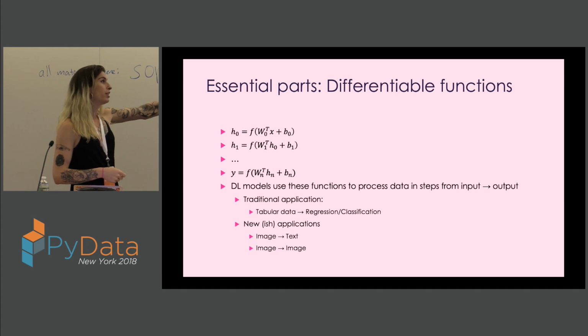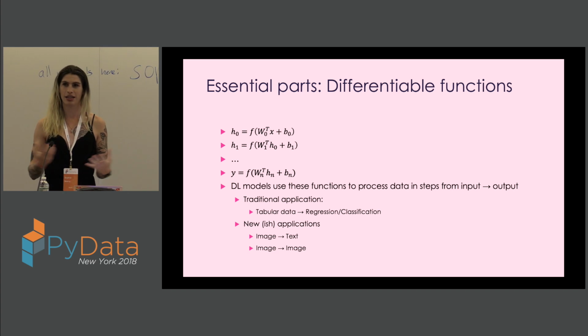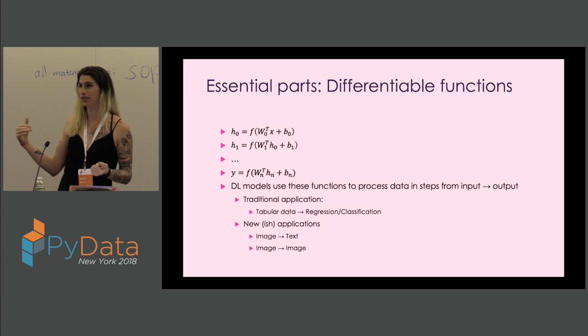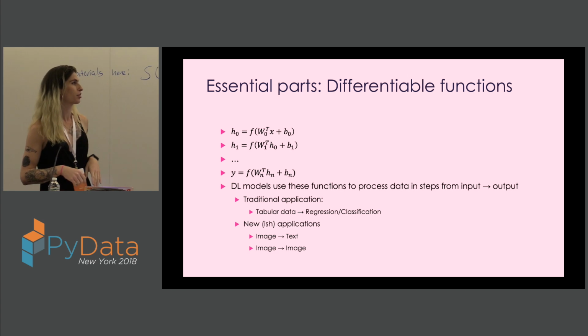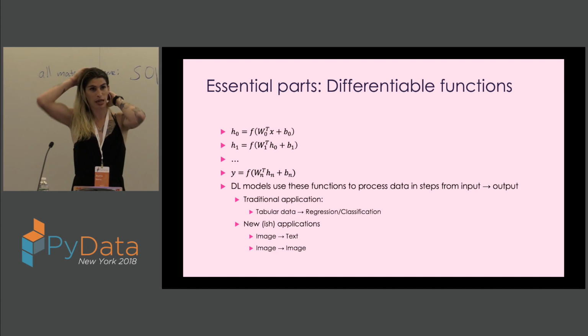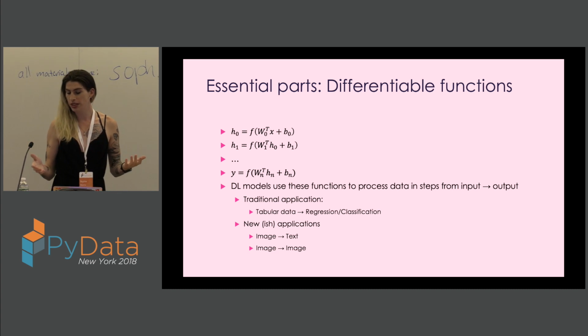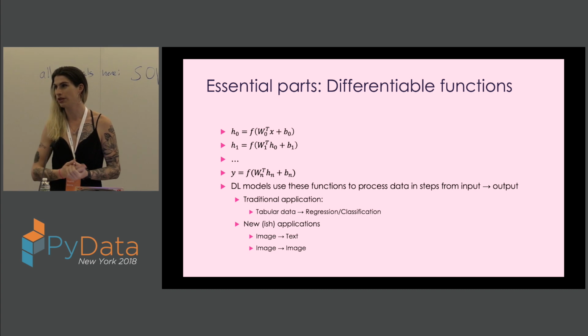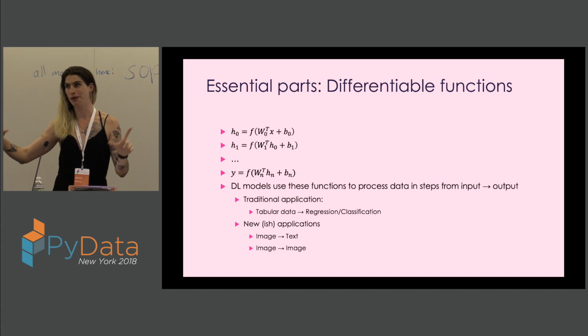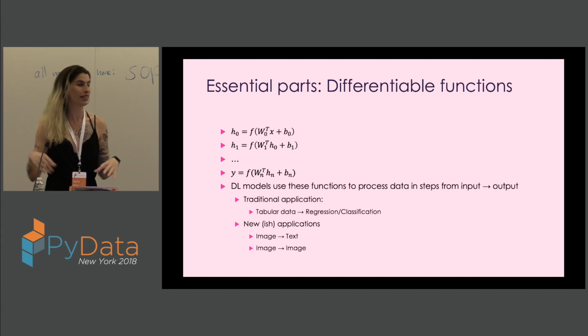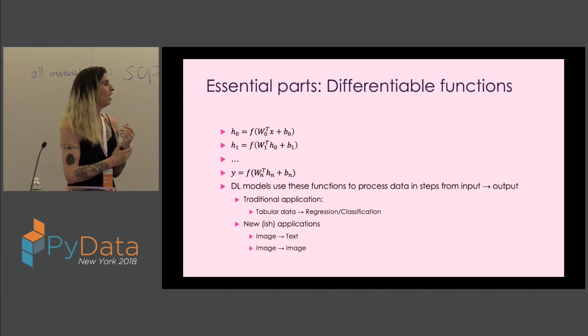So one thing that we can do is image to text. You might have seen those automated captioning systems. They're really, really cool. That's completely different from that traditional application if you think about it. Image to image, there's a few of these. Super resolution is one of them that's really cool, where you take an image, essentially add pixels, and guess what those pixels would be if the image had been downsized.